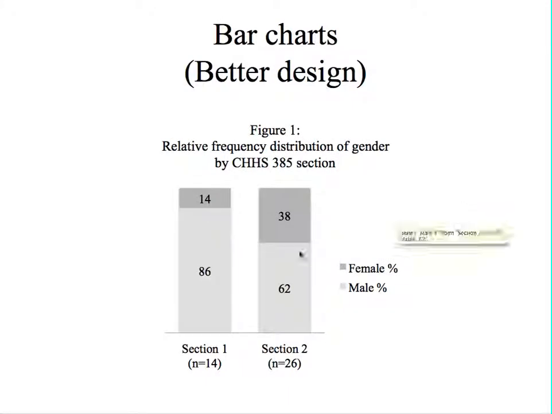All right, we took a lot of ink out of it, right? And now we're showing just relative frequencies. Section 1 has 86% males, 14% females. Section 2 has 62% male, 38% female, and these are the N's, or the number of people in each section, right?